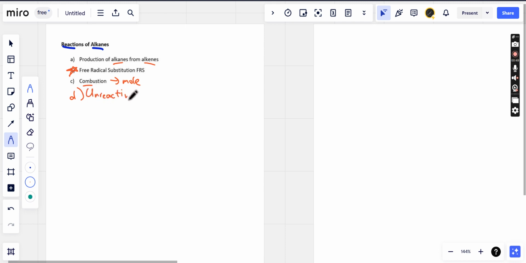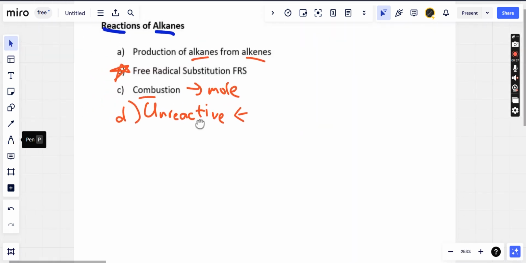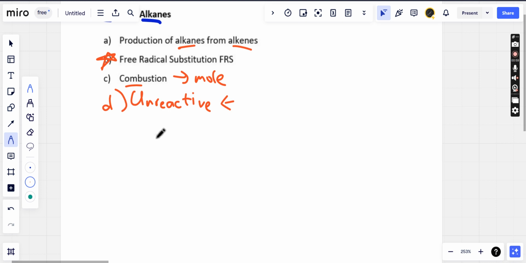So this is not really a learning objective when I look at the learning outcomes, but a lot of schools include it, so I figured I should just go through it as well.